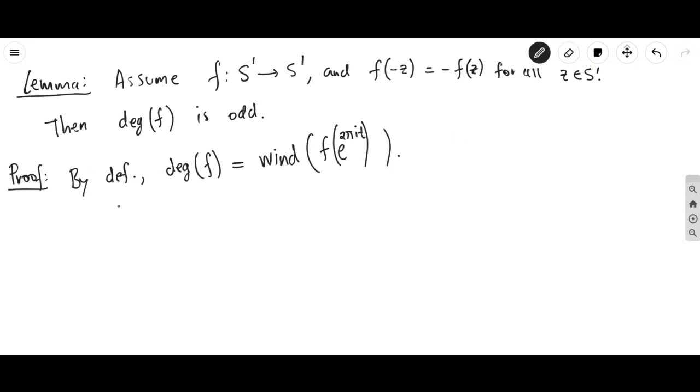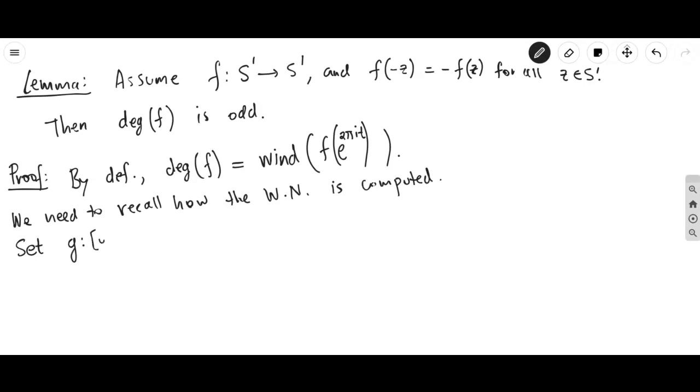Now let's quickly recall how the winding number is computed. So let's set g to be a loop. So it's a mapping from [0, 1] into S1, the loop that's given by the function g of t equals f of e to the 2 pi it.